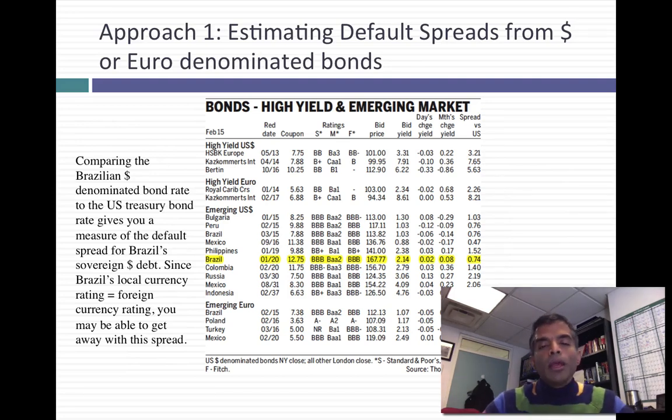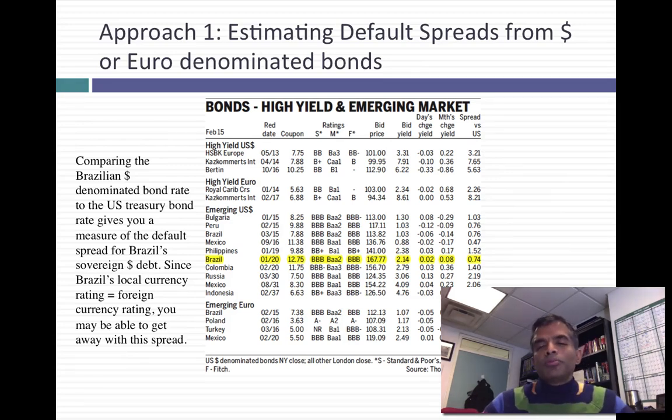Why is it higher? Because the people buying this bond see more default risk in Brazil than they do in the US. And the spread they've attached is 0.74%. Now this is the default spread for Brazilian dollar denominated bonds.